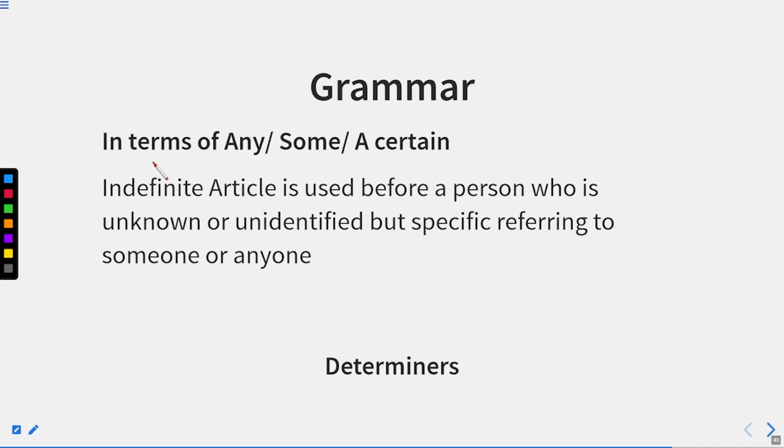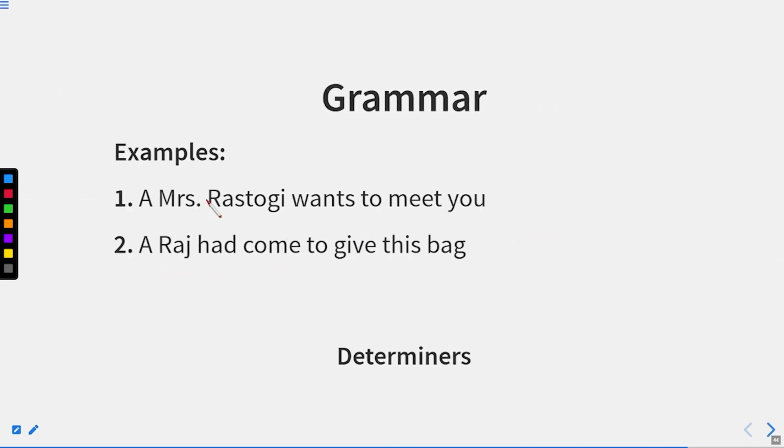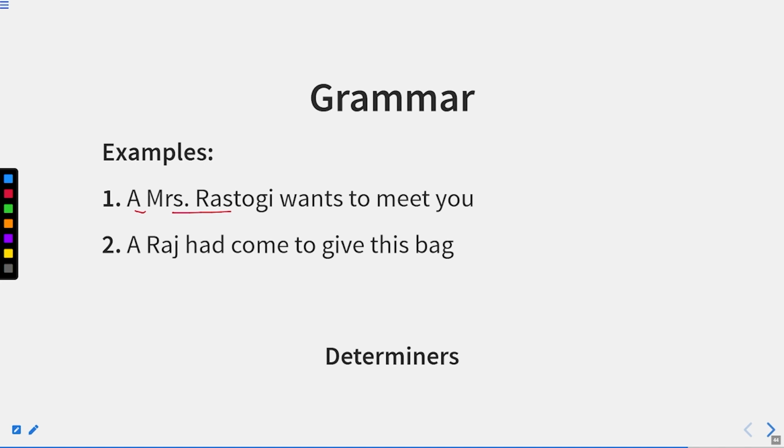Now, here you can see, in terms of any, some, or a certain, indefinite article is used before a person who is unknown or unidentified but is specific, referring to someone or anyone. For example, a Mrs. Rastogi wants to meet you. It means a Mrs. Rastogi. It means there is a woman whose name is Mrs.